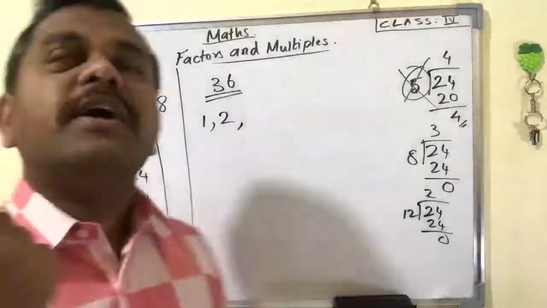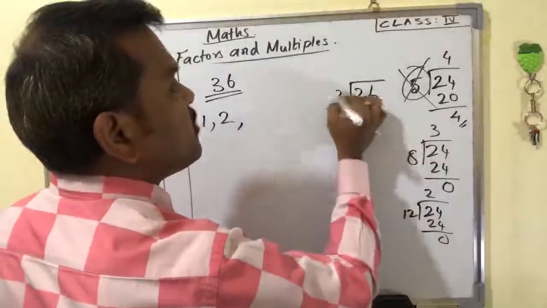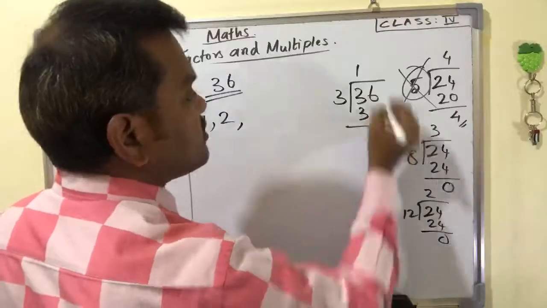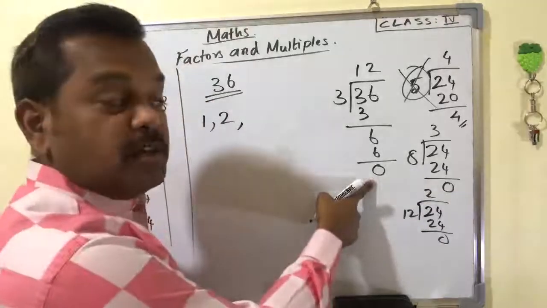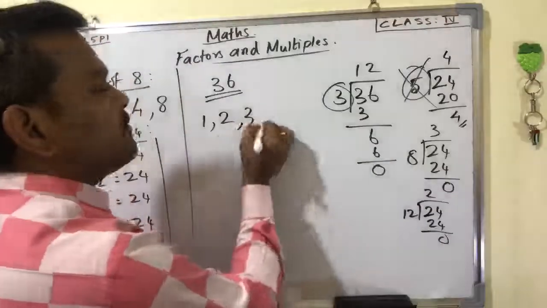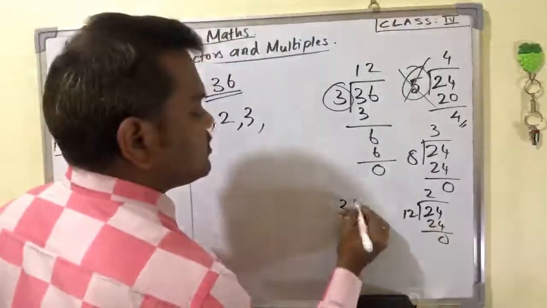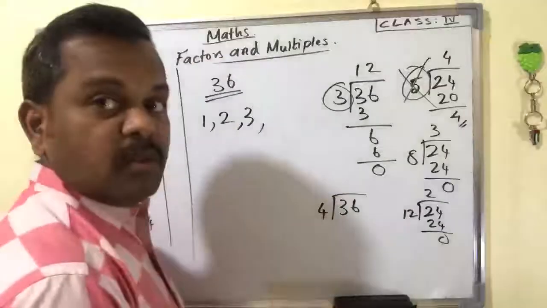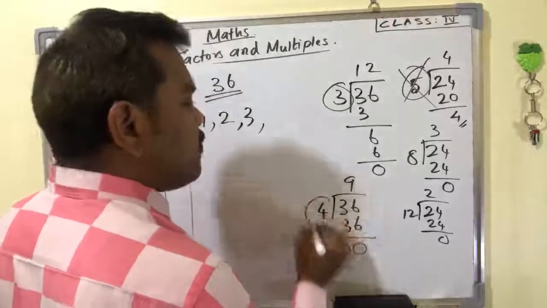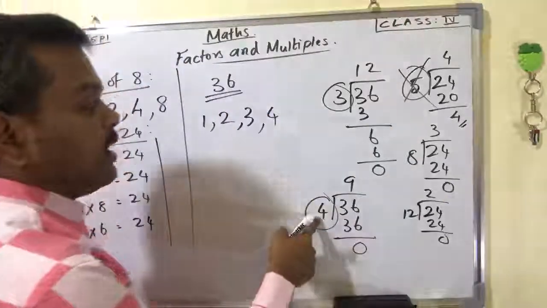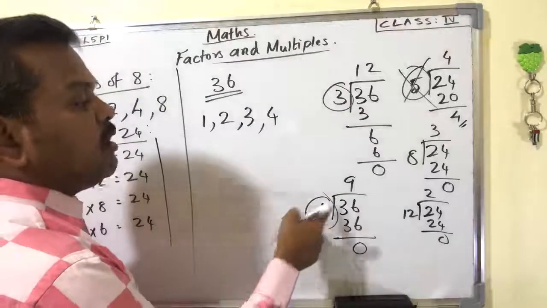Is 3 a factor or not? Check by division. 36 by 3. 1 3 is 3. 2 3s are 6. 0. Showing balance 0. So 3 is a factor. Okay. Check 4. 36 by 4. 9 4s are 36. 0. So 4 is also a factor. Look here, 9 4s are 36, balance 0. 4 is a factor, 9 is also a factor.